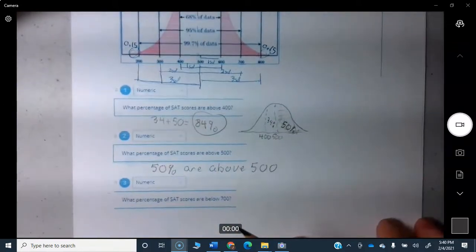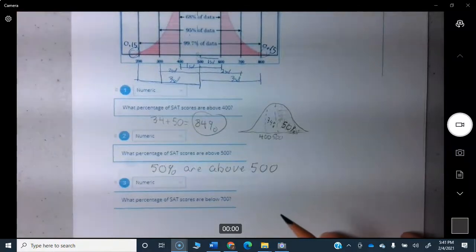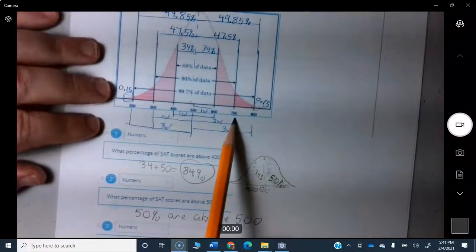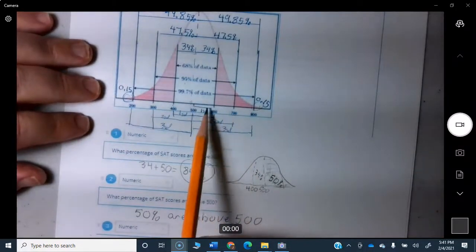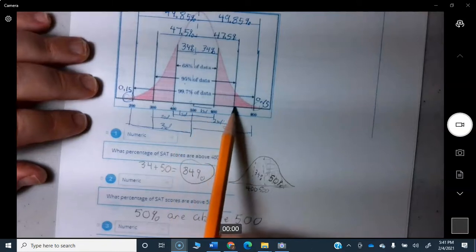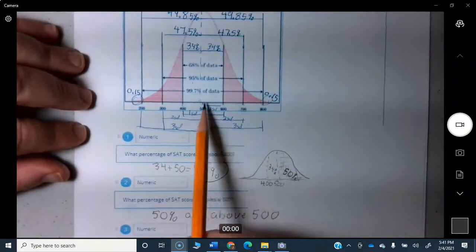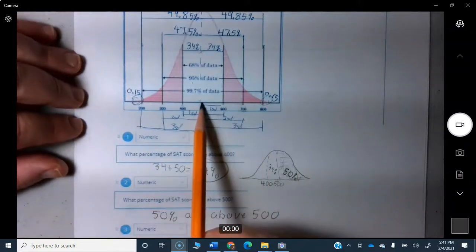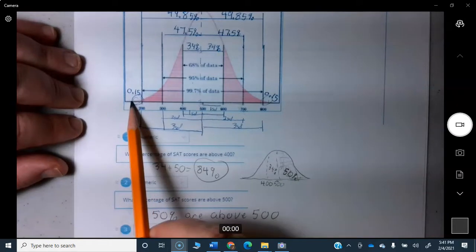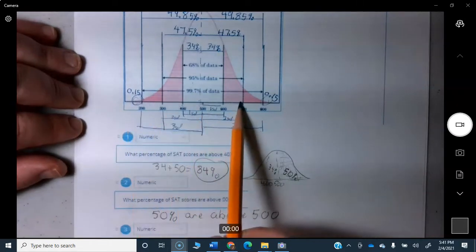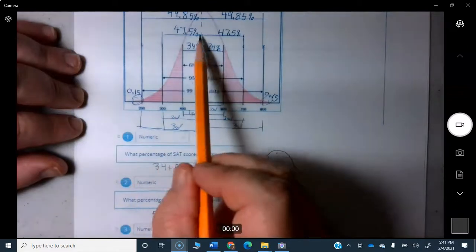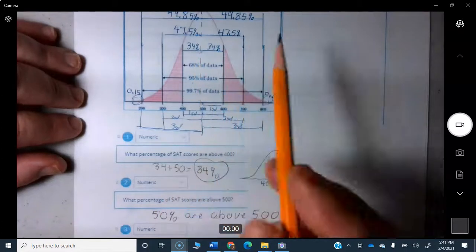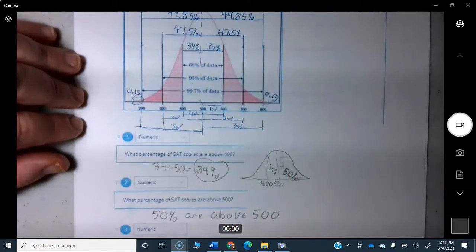Okay, number 3. What percentage of SAT scores are below 700? All right, so here's 700. 700 is two standard deviations from the mean. So what we're looking for is everything to the left of 700. So it's from 700 down to 500, and then from 500 all the way down to this side of the curve. So let's do 700 to 500 first. That would be this right here, 47.5. That's two standard deviations. So it's 47.5.